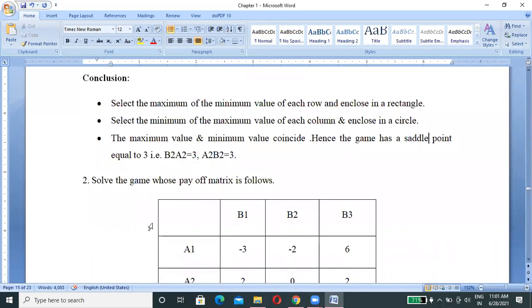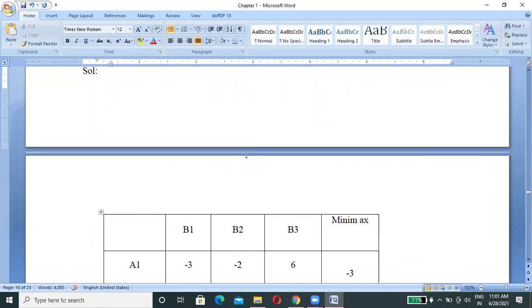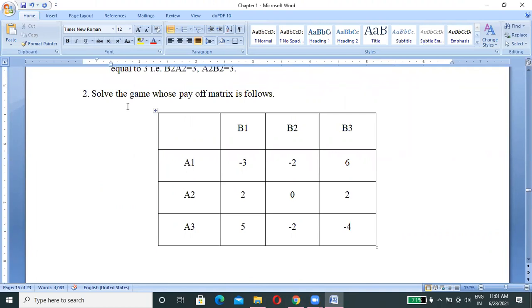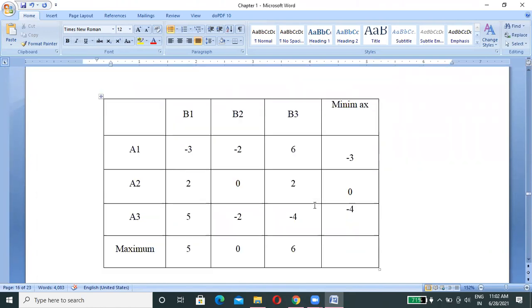The next one, solve the game whose payoff matrix is as follows. This is also the same question. You see the problem here. Solve the game whose payoff matrix is as follows. A1 A2 A3, B1 B2 B3, -3 -2 6, 2 0 2, then 5 -2 -4. You see the solution. Same as before, I copied the question here. Then I am writing here minimax and max mini.